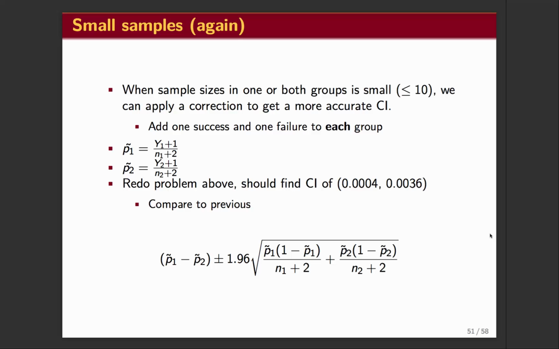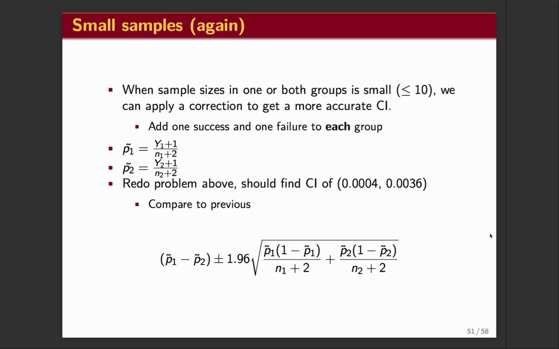So when we're adding 1, we're adding 1 success and 1 failure to both groups. In the case before, it said y plus 2 over n plus 4. You're still adding overall the same number of successes and failures, except in this case you're distributing them across the 2 groups. You're giving each group 1 success and 1 failure. And that's helping us with our correction.